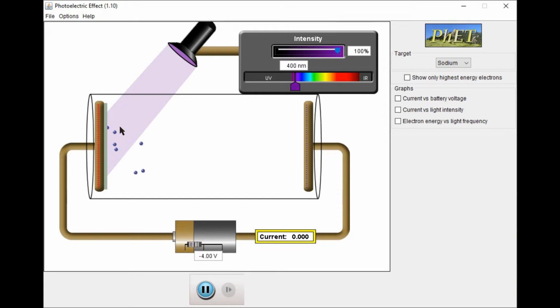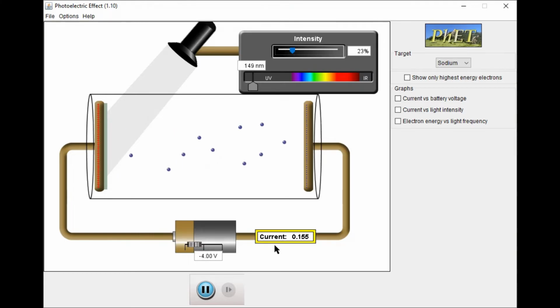If I want any of these electrons to make it across, the thing that I have to manipulate is not the intensity, but the frequency. So let's lower the intensity back down. And now let's start to increase the frequency. So by doing that, I'm decreasing the wavelength. And as I do this, you should start to see that the electrons are going further and further to the right. And eventually, there's a bunch of electrons that are making it across, and there's a current produced in the wire.